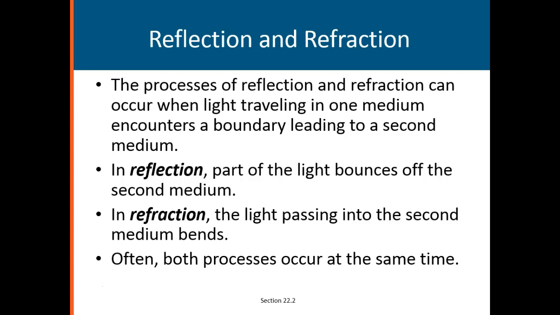That's refraction. In reflection, part of the light bounces off the second medium. The light from the air bounces off the surface of the water, and you see a reflection. But in a refraction, the light passing into the second medium bends. And that's what makes it look like your leg is bent, but it really isn't. You can do this with a ruler and a glass of water. You can do it in many ways, okay?